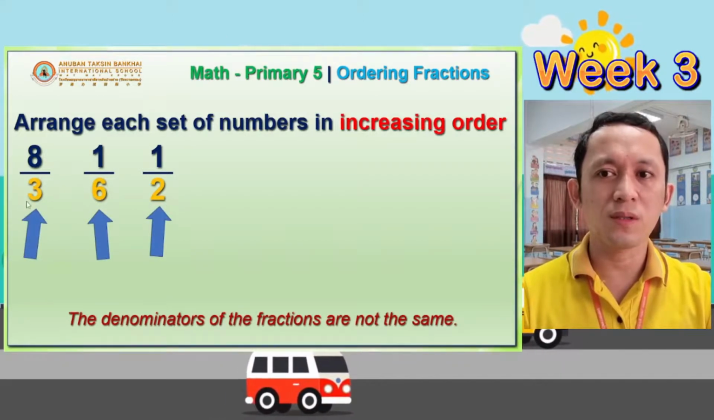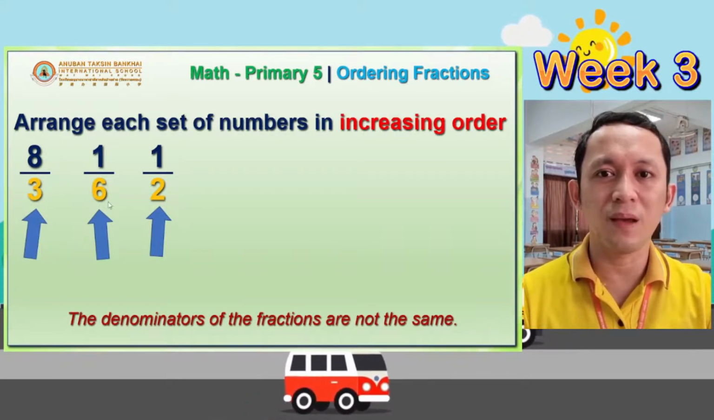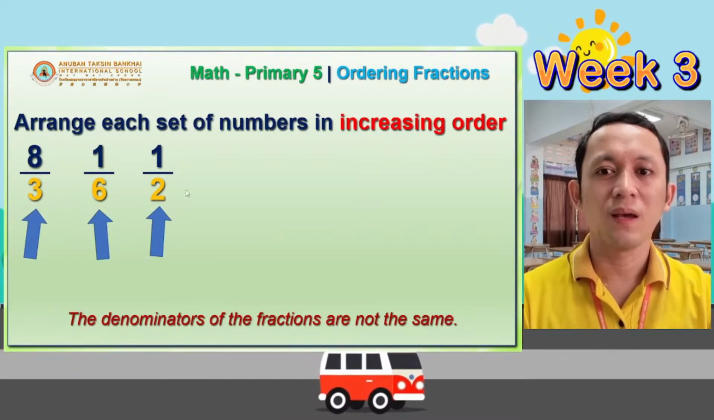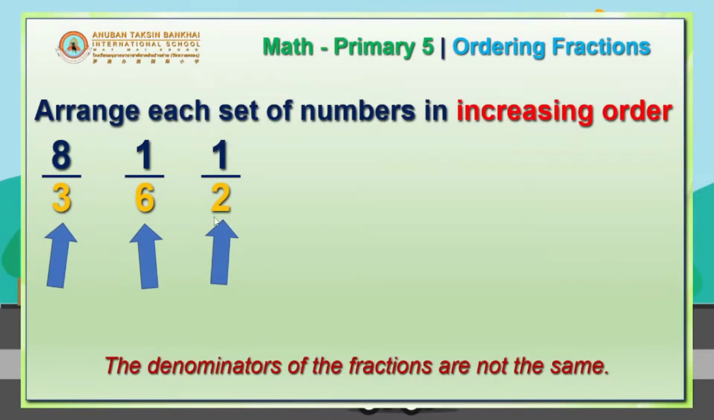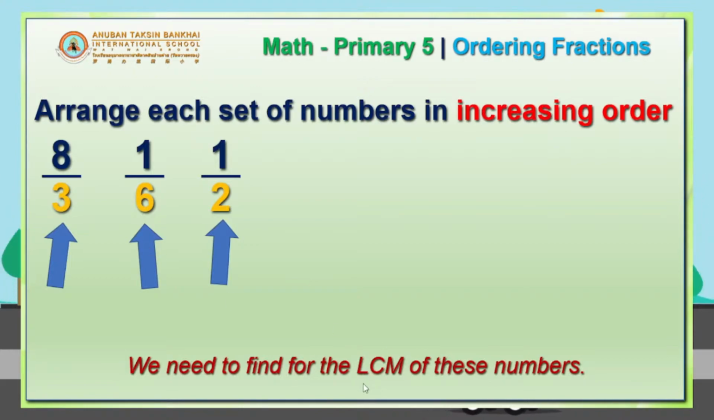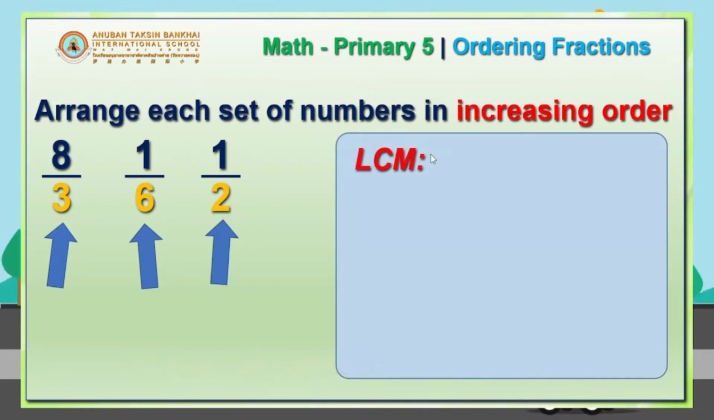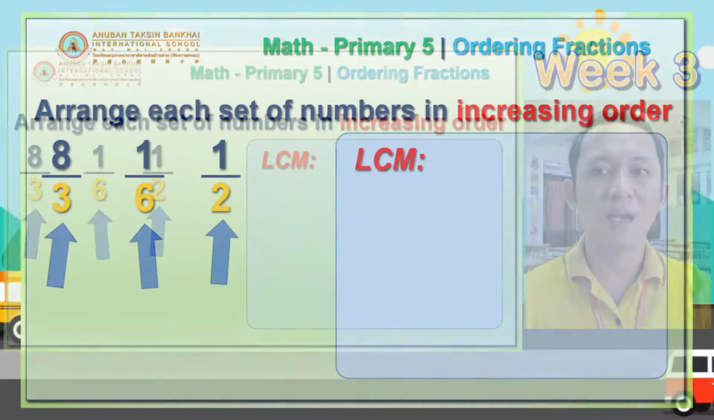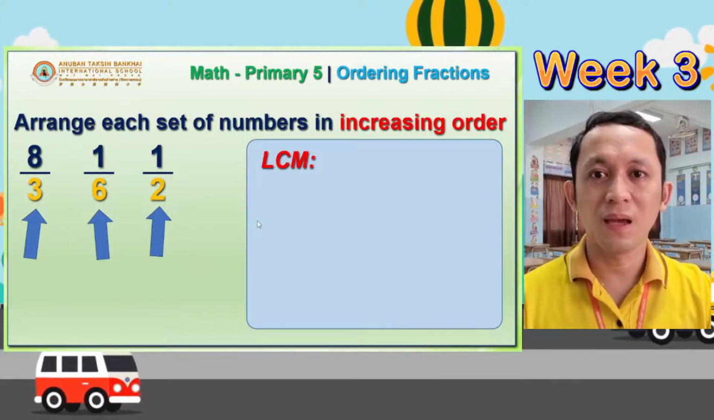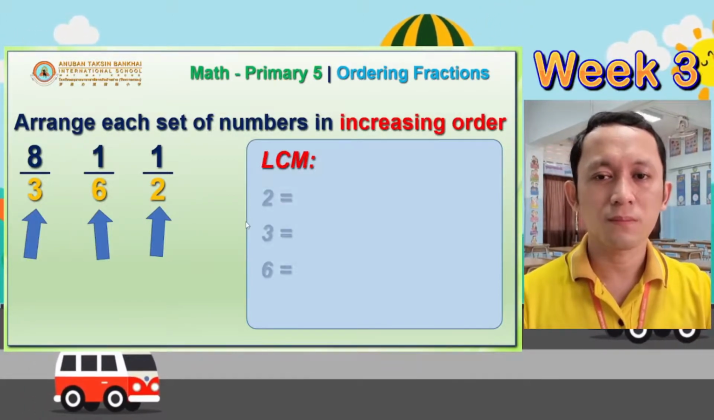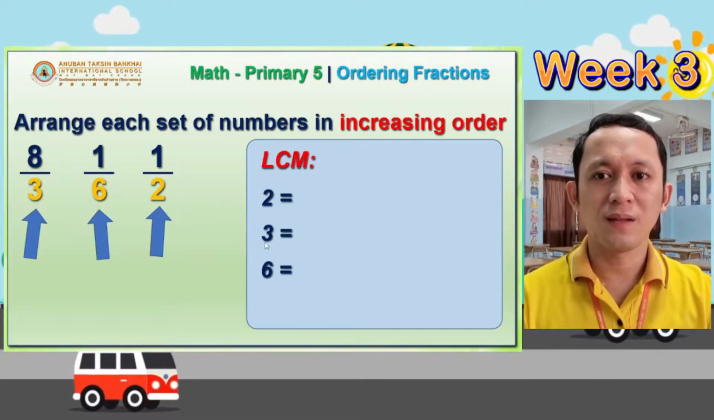First, you could see here that our denominators are not the same. If we don't have the same denominators, we need to change that. But we need first to find the least common multiple, or the LCM, of these numbers. What is the LCM of 3, 6, and 2? Let's arrange these numbers: 2, 3, and 6.